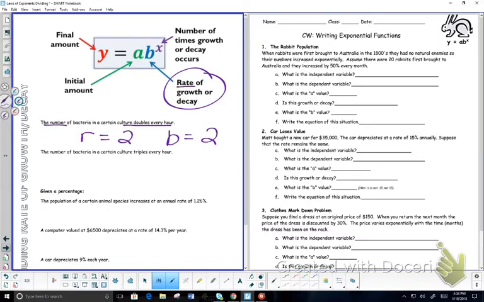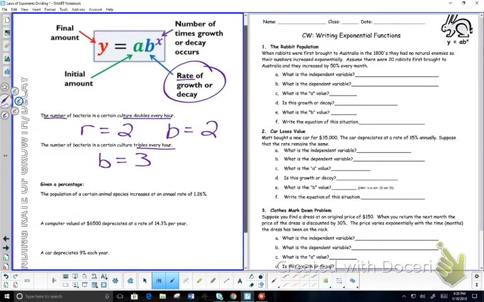So then we have the number of bacteria in a certain culture triples every hour. Well, this now means that my B value is 3. If it's tripling, that means I'm just multiplying it by 3. It's a little different when you're talking about a percentage, though, okay?